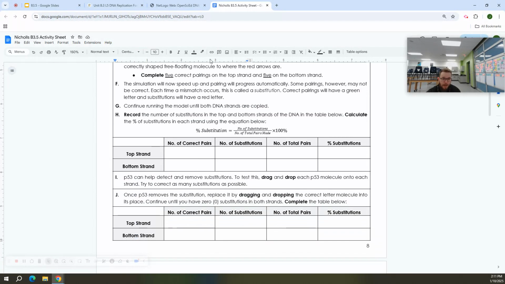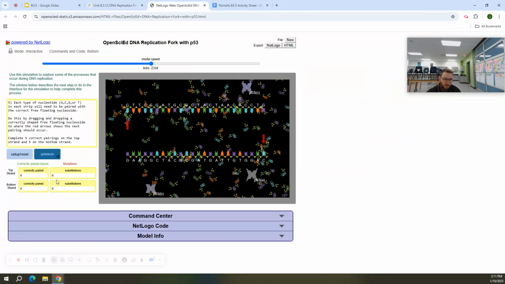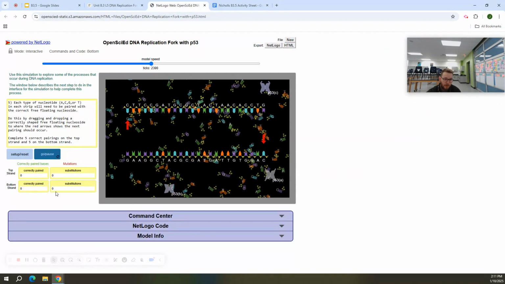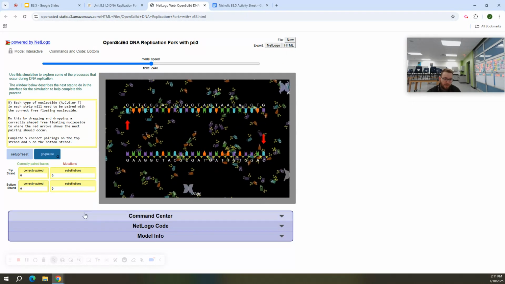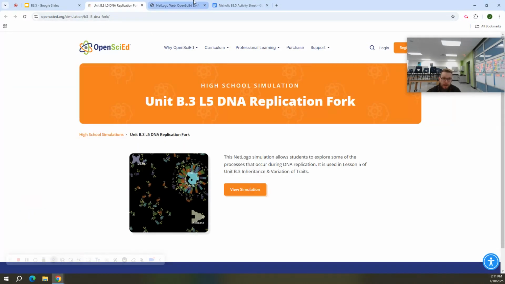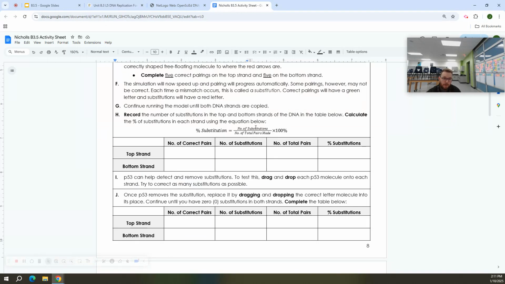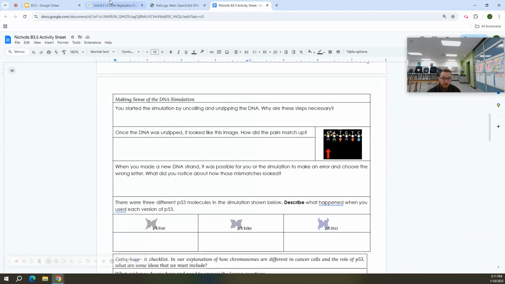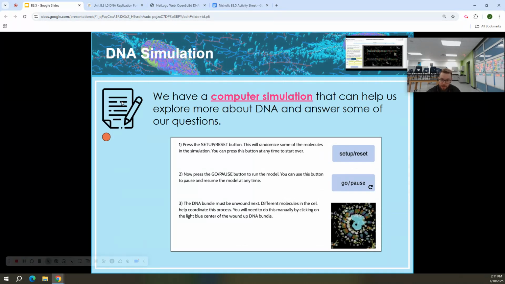Okay. And then you will be able to calculate percent substitution. So number of substitutions over total number of pairs made times 100%. That information comes here, correctly paired substitutions. So I'll get my number of substitutions divided by my number of total pairs made, excuse me. Okay, and I can do that here. Number of correct pairs, so you're just filling in this data table from that. And then that finishes up all that we're doing with that simulation.